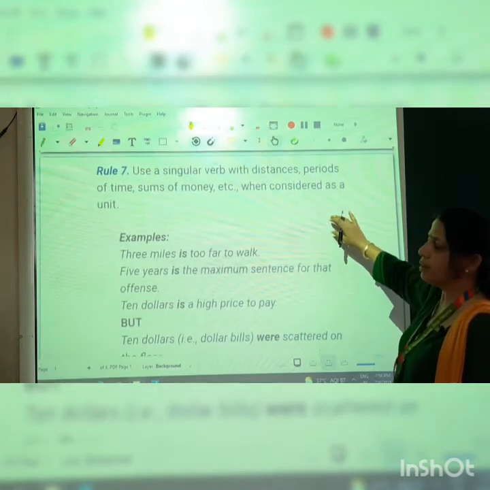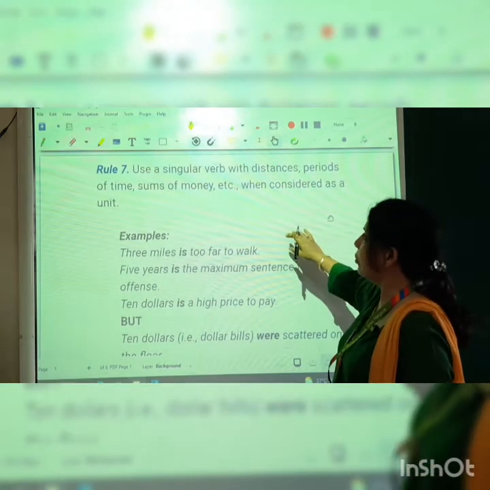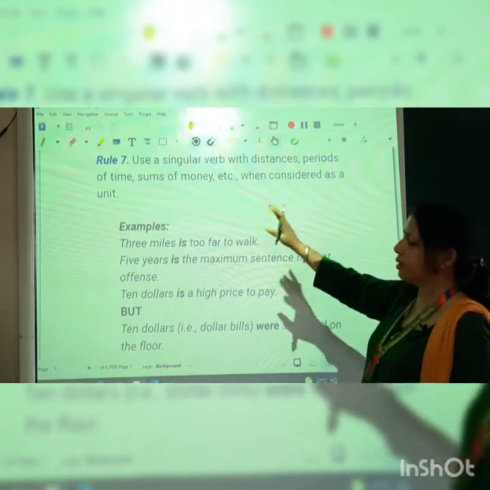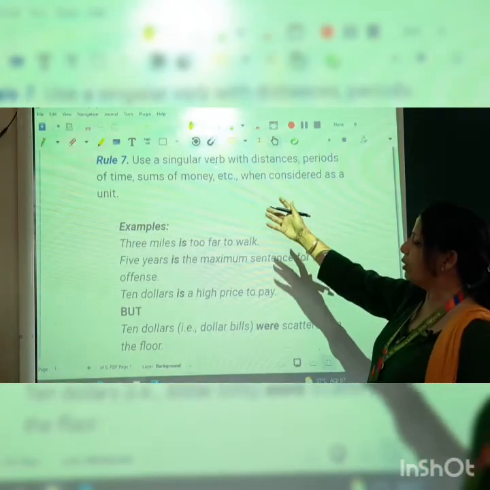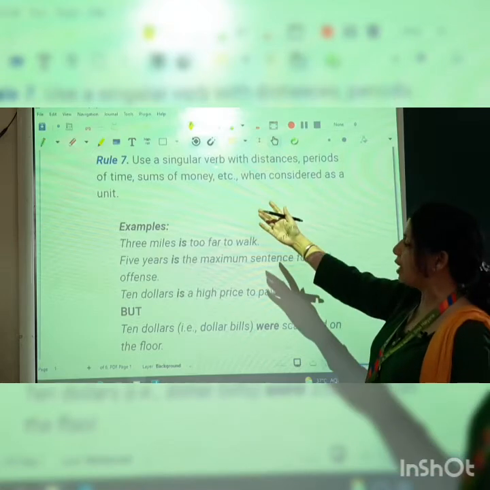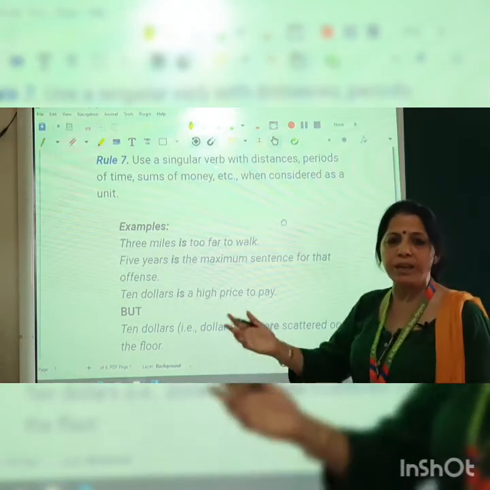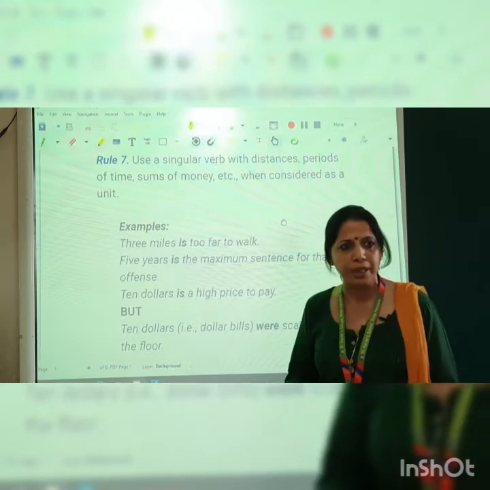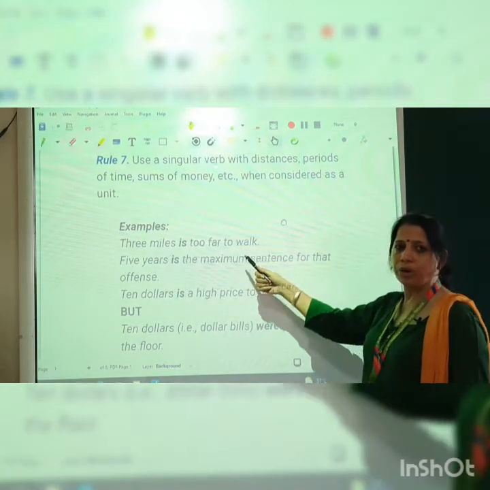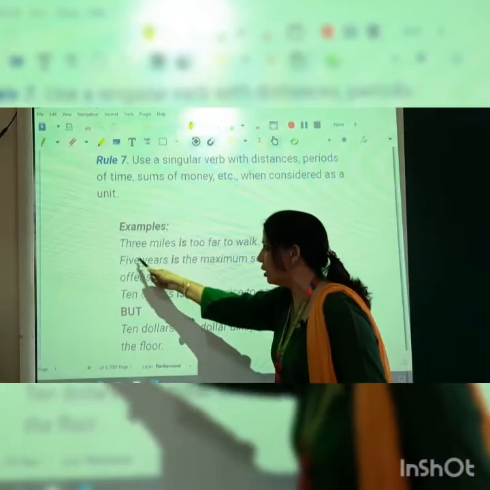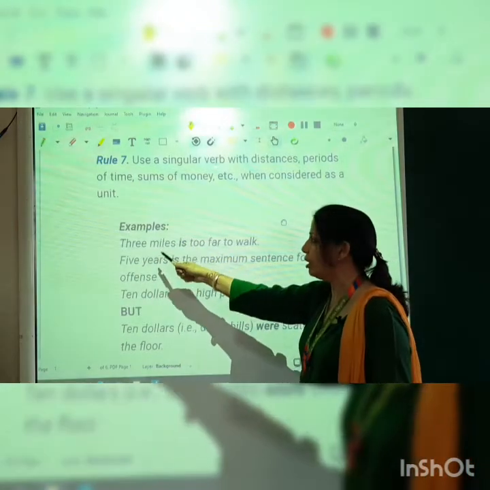Now the next rule is use a singular verb with distances, periods of time, sums of money. You all know it, which cannot be calculated that way. No, that period of time, 2 months is a big time for you to prepare for your exams. Okay, 3 miles is too far to walk. So this is taken as a total distance only. We are not taking 3 miles are.